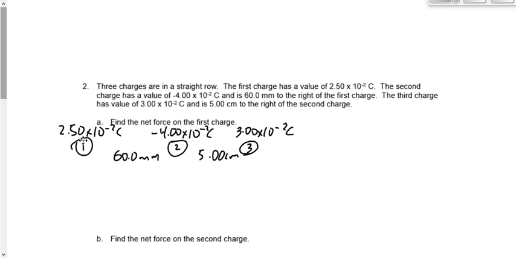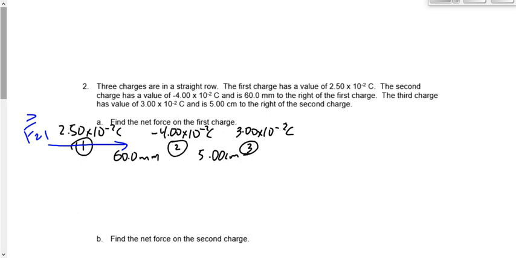Okay, let's do our free body diagram. The net force on the first charge. Well, the force caused by number 2 is to the right, because number 1 and 2 are opposite charges. They're going to attract each other, and when they attract each other, 1 will be pulled to the right, 2 will be pulled to the left, but I don't really care what happens to number 2. So I'm just focusing on the force on number 1, the force of 2 on number 1.